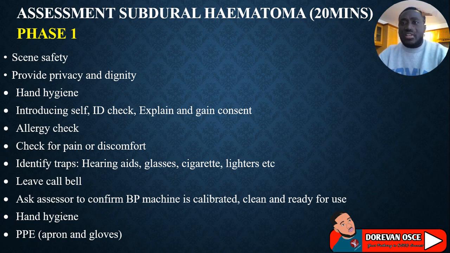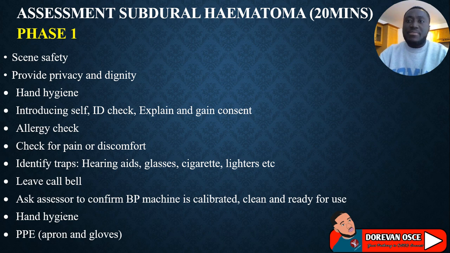And then you have to gain consent for the procedure. So you explain to the patient what you are going to do. You are going to perform an A to E assessment using the GCS chart. Then you seek the patient's consent, whether the patient is okay with that, or if it is a convenient time for the patient, and the patient will confirm.